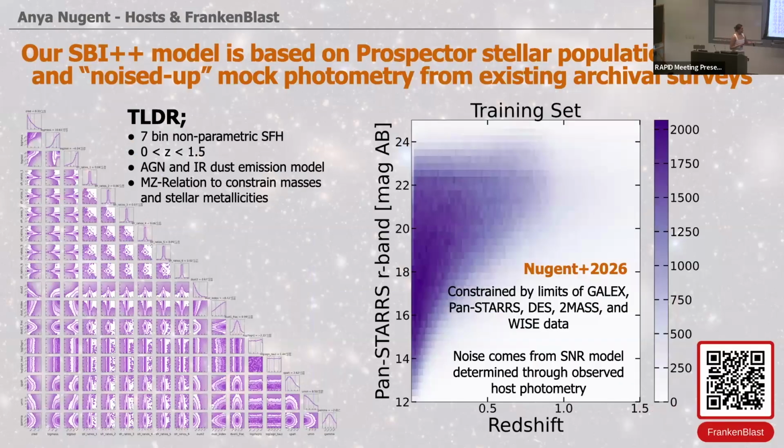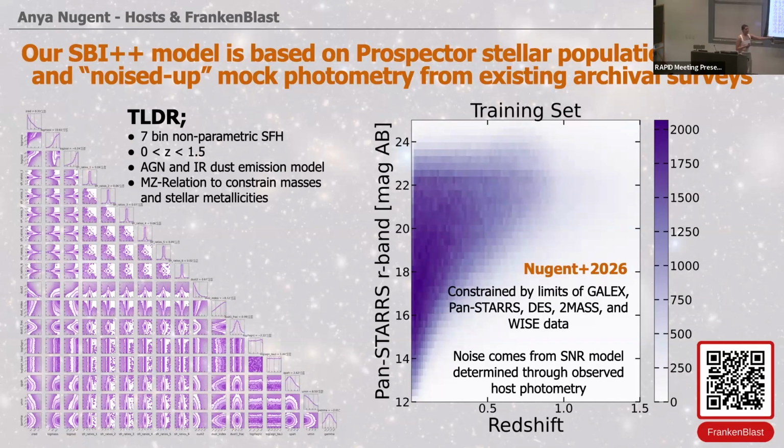So going a little bit deeper into our SBI++ model. This is trained on Prospector stellar population models, except once again, we're not using nested sampling. We're replacing that with SBI++. And noised-up mock photometry from the surveys that I was just mentioning. So for our training set, we basically use Prospector to build all the stellar population properties that we're interested in. And then we noise up photometry using SNR models from each of those surveys to make the photometry look more realistic to the ones that we will actually be fitting.